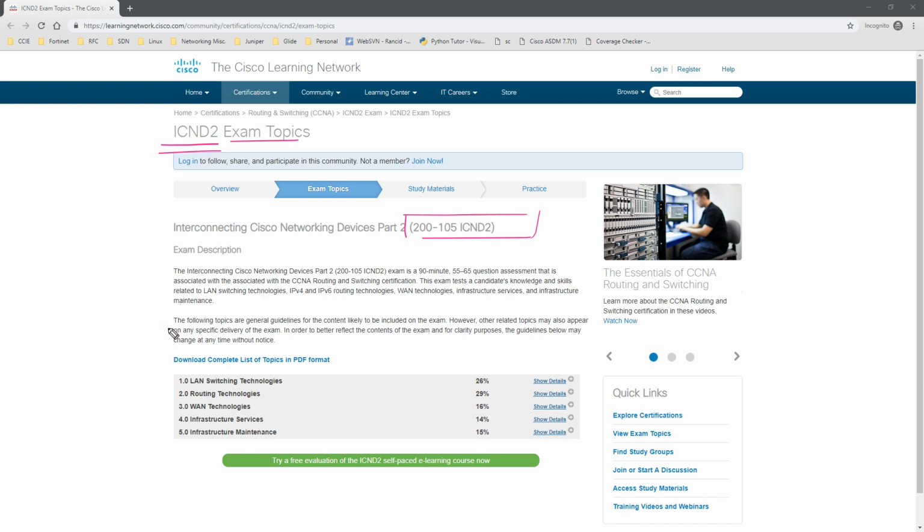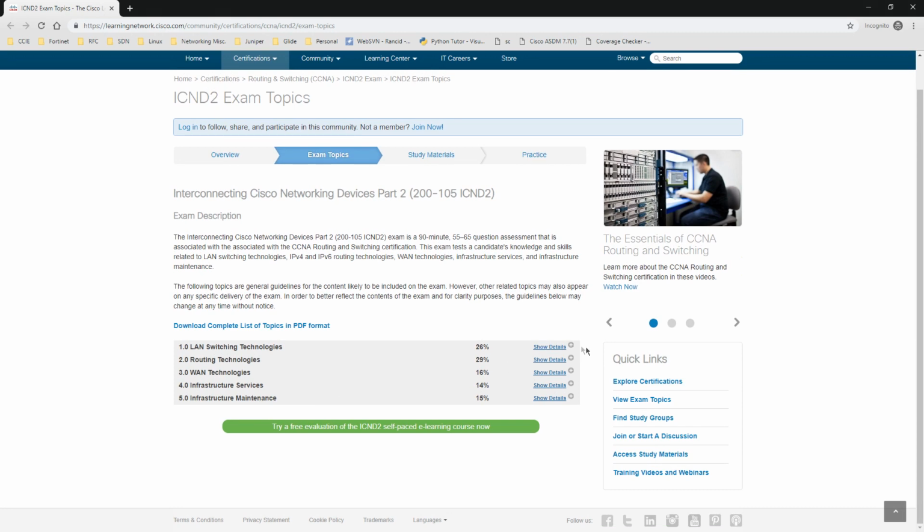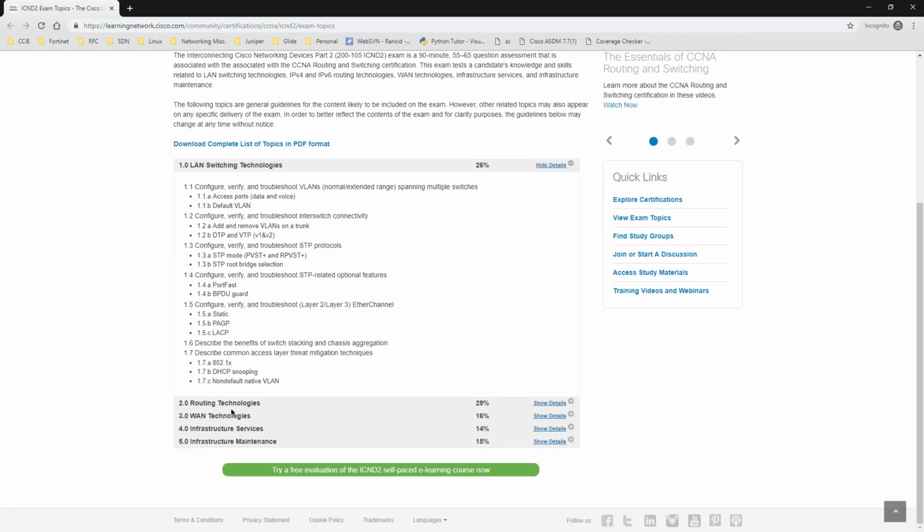And this page gives us as detailed a view as we need for the actual topics covered in the exam. Just like the CCENT, the topics are split into different sections, with the majority of the topics, of course, in switching and routing, but enough in the other categories for us to ensure that they are also a key focus.